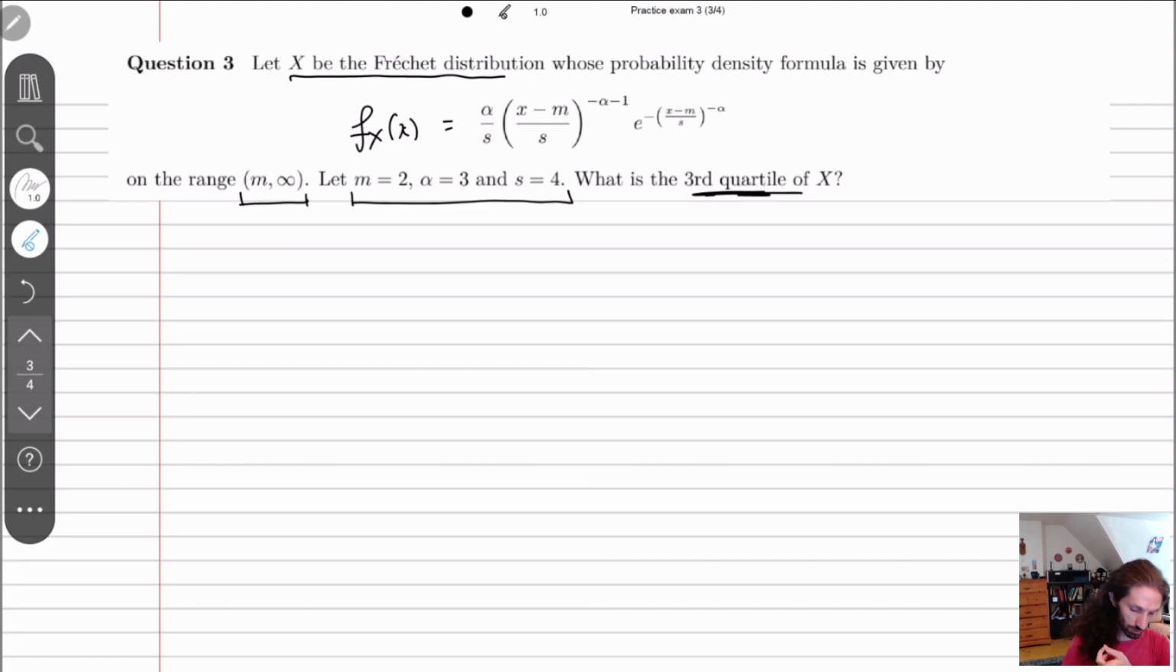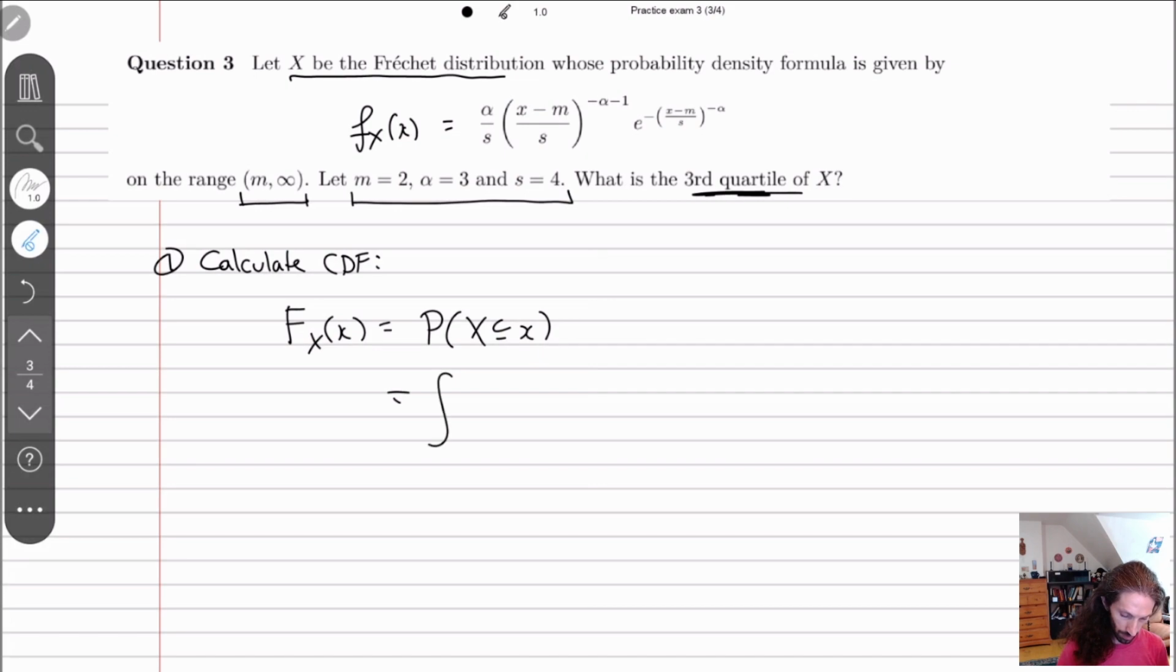So first, I need to calculate the CDF. What is a CDF? F sub x of x is just the probability that x is less than or equal to some x. So I'm going from m, because my range starts from m, all the way up to x. But there's another thing to note: I can't use x's in my equation here, because I already have a variable x. So I'm going to convert these to y's.